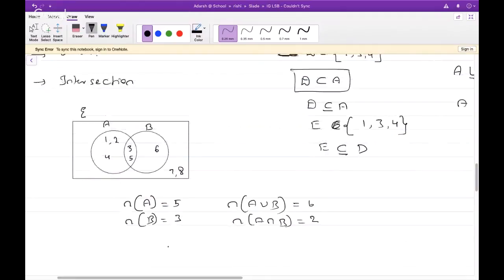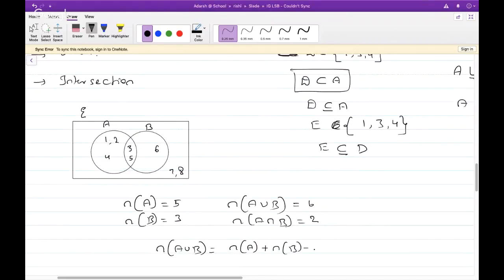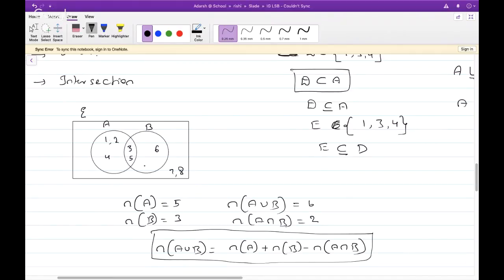Now the first formula you get is n of A union B is equal to the number of elements in A plus the number of elements in B minus the common elements, A intersection B. This is the first formula which you can remember, or it is logical, it makes sense. These two are coming twice, so we subtract them. It is there in A also, it is there in B also, so you subtract this.